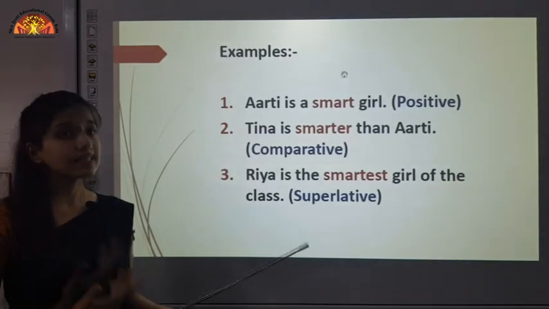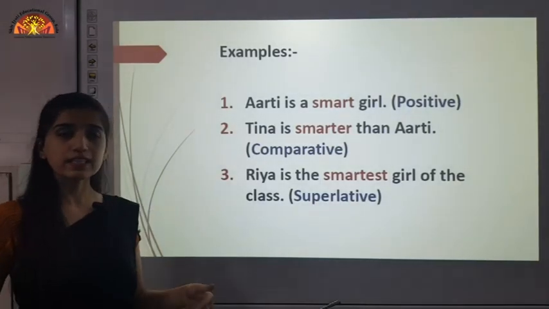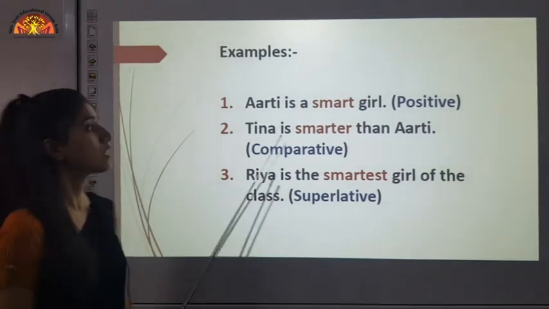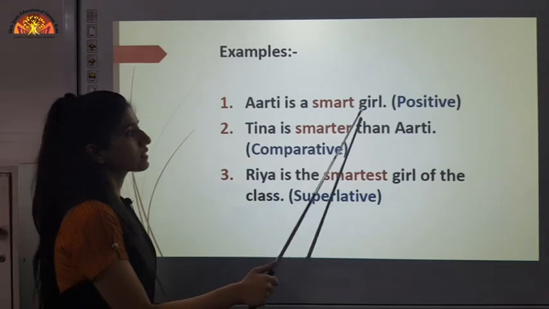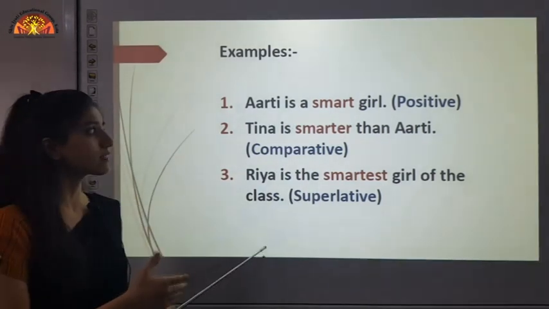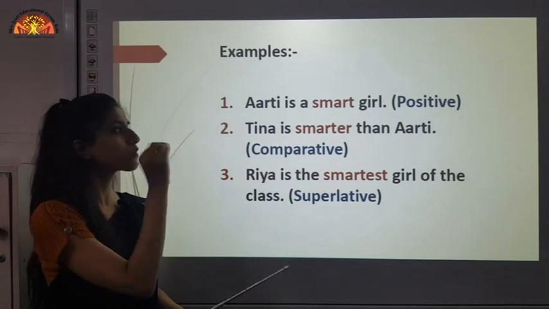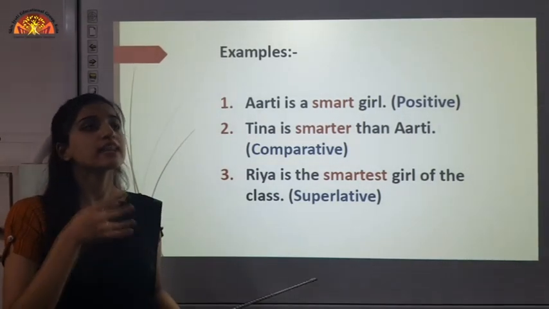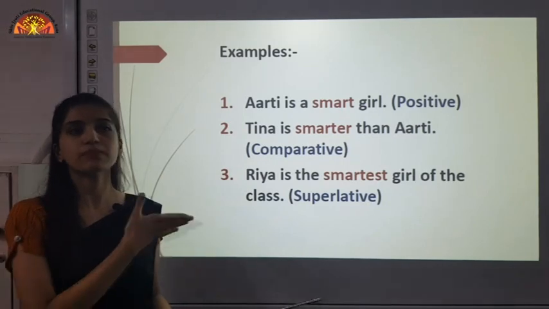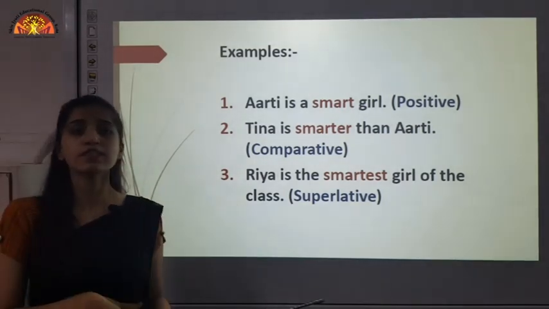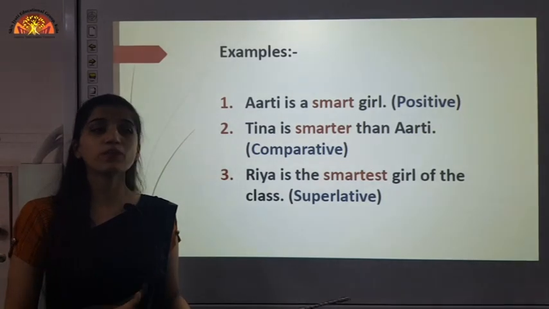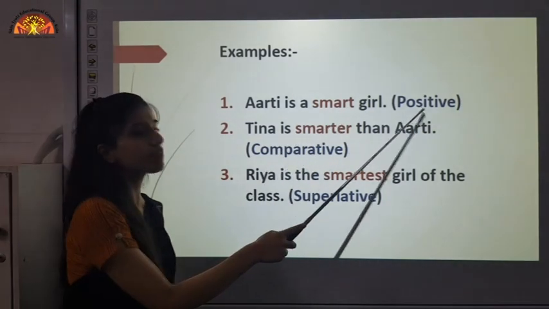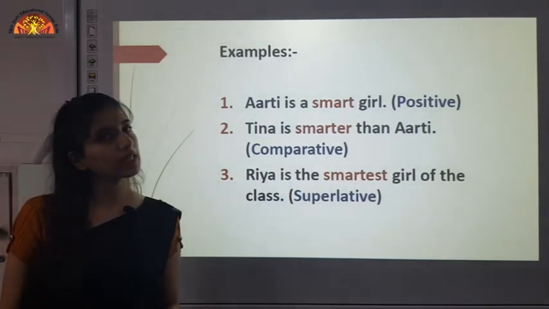Let's look at examples and understand how they are used in a sentence. Aarti is a smart girl. In the first sentence, the word smart is an adjective describing the girl named Aarti, and here we are not comparing her with anyone. So, smart is the positive degree because we are not doing any comparison.